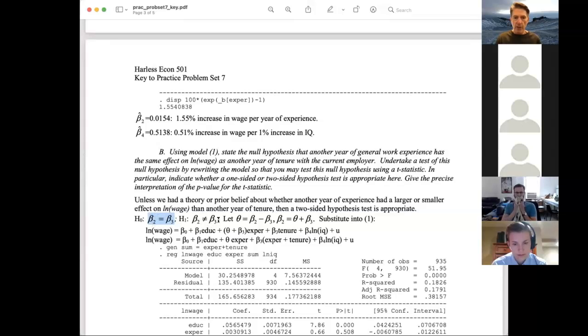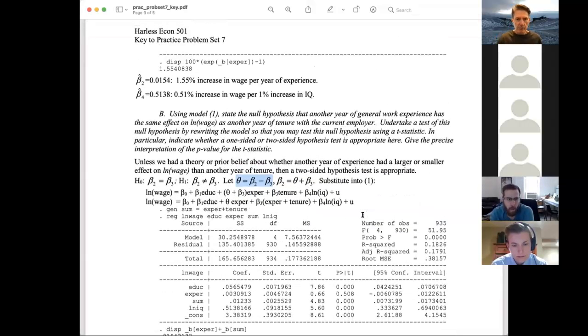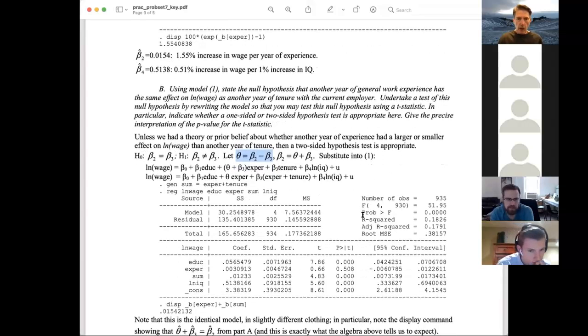There's the hypothesis. So we're going to let theta equal beta 2 minus beta 3, and we just solve for one or the other. It doesn't matter which, we'd get the same conclusion. Notice that when we do the algebra, it says the theta is going to be the parameter on the variable experience, which is 0.003.